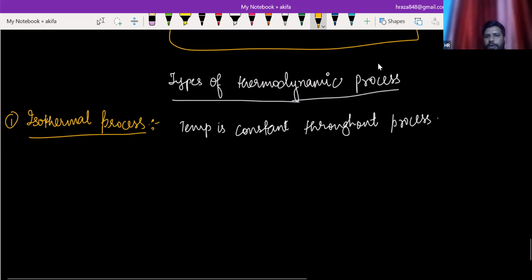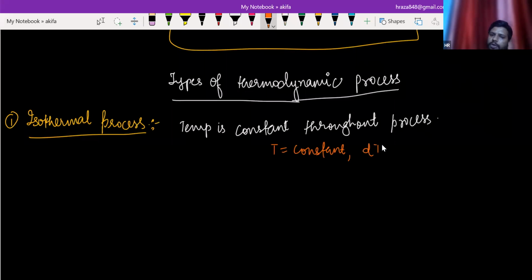This type of process is called isothermal process. That means T is constant. That means dT equals 0, and delta T we can also write as equals 0, because dT is a small change and delta T a big change. That means T final minus T initial equals 0. Do you agree with this?